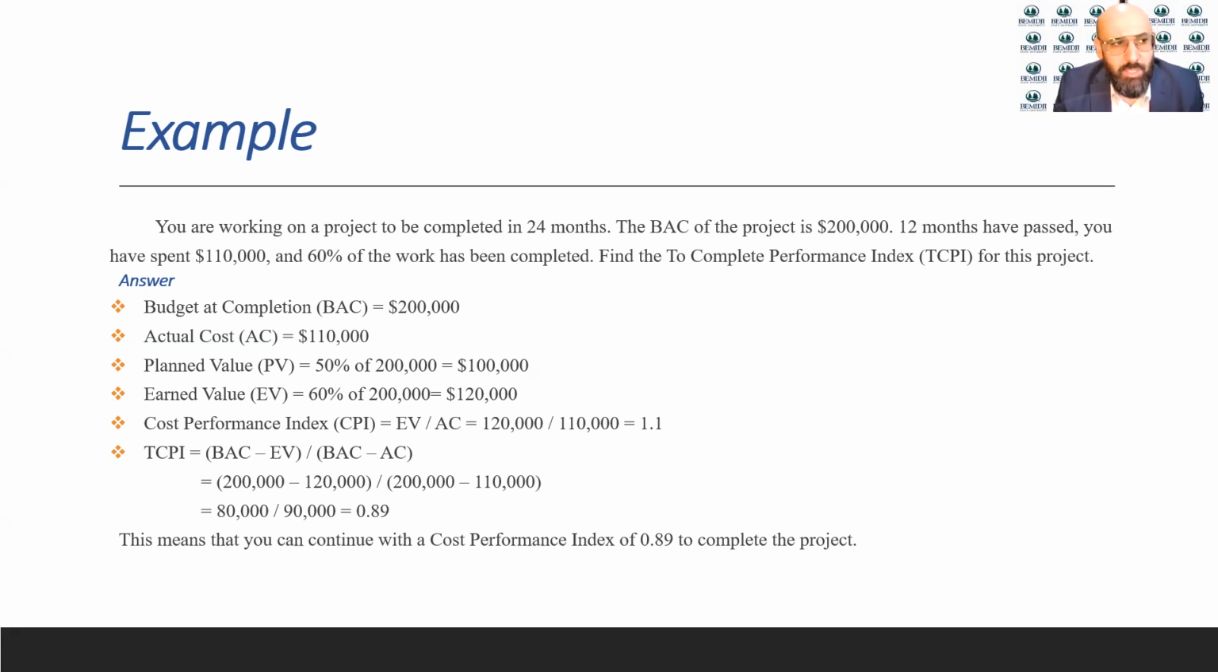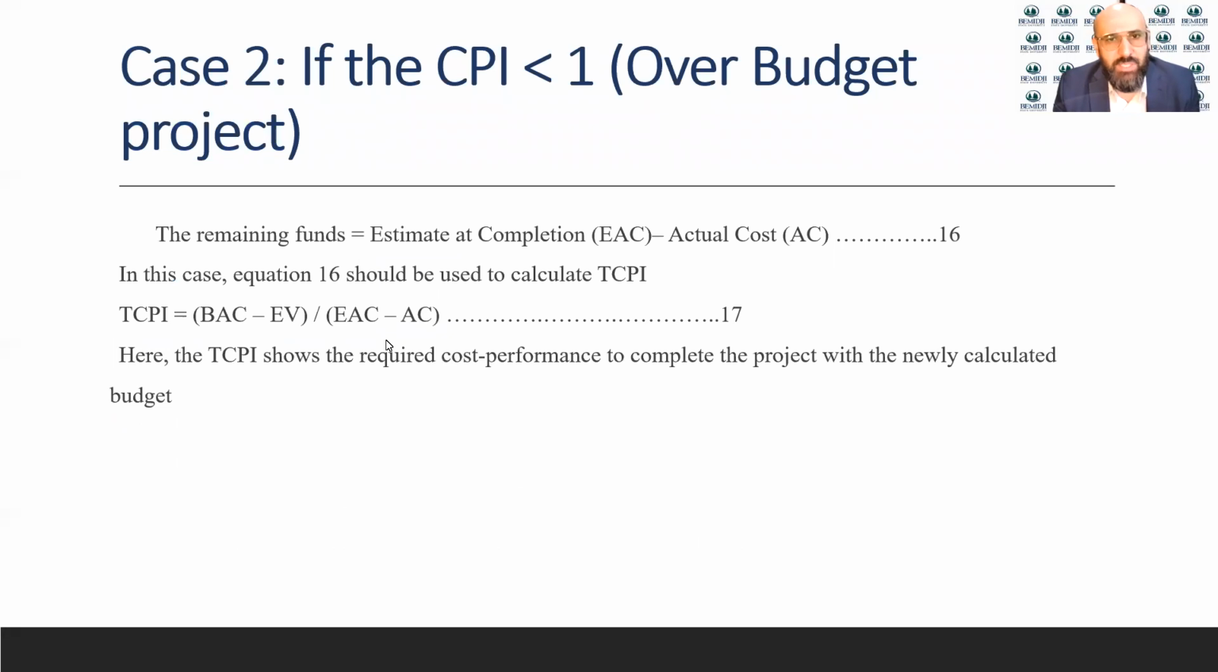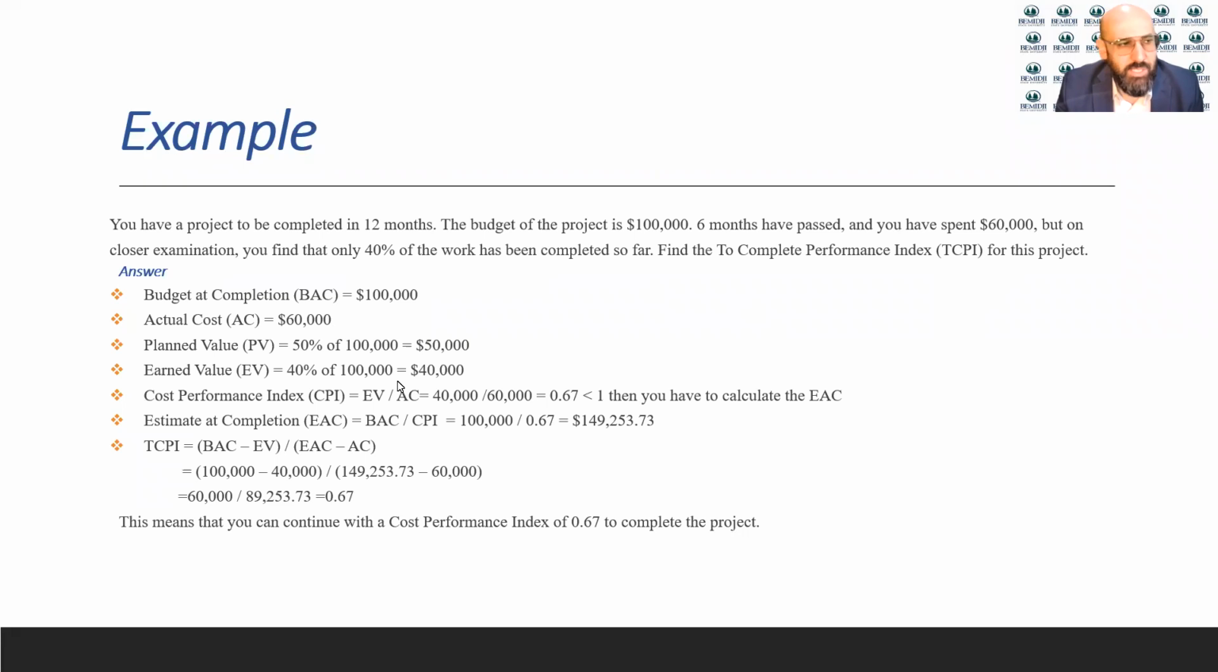All right, now moving into case 2, which is where we have the CPI less than 1, a project which is over budget. In this case, the remaining funds would be the estimate at completion, the EAC, minus the actual cost, and the TCPI would be the BAC minus the earned value, divided by the EAC minus the actual cost. All right, let's take a look at this example. It will help us understand this case.